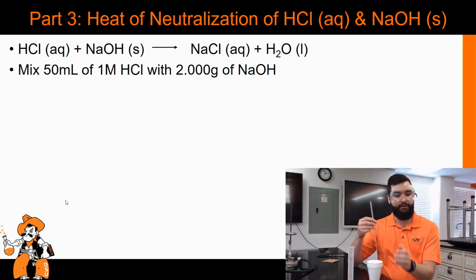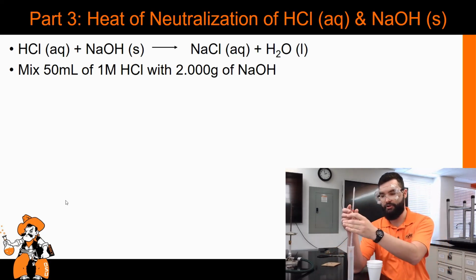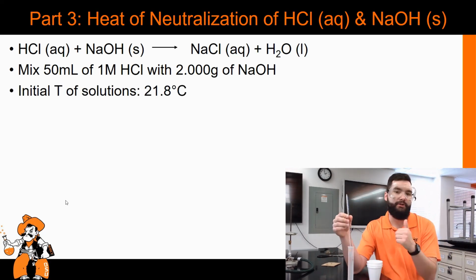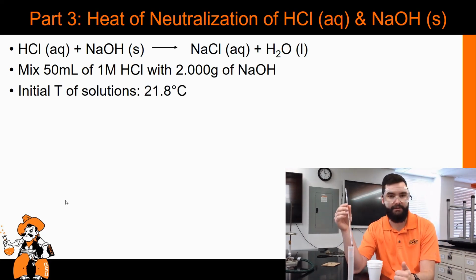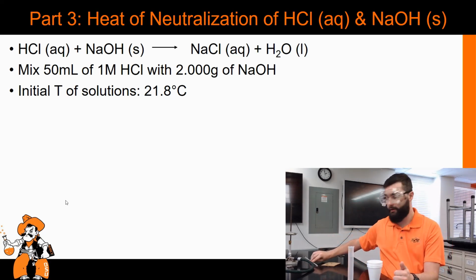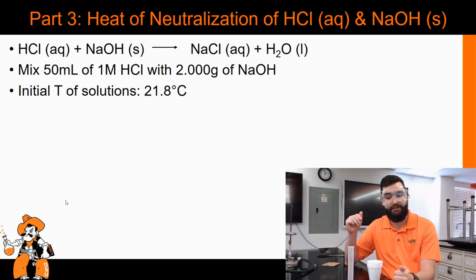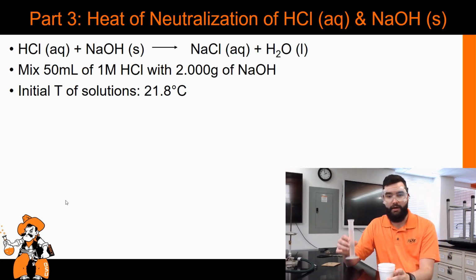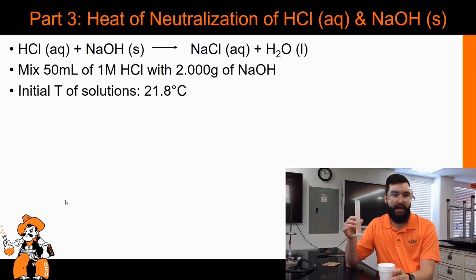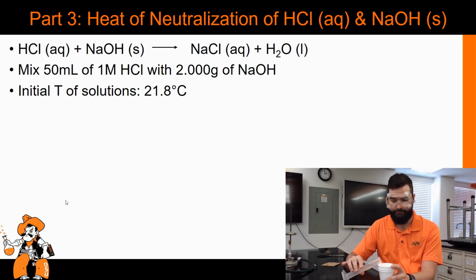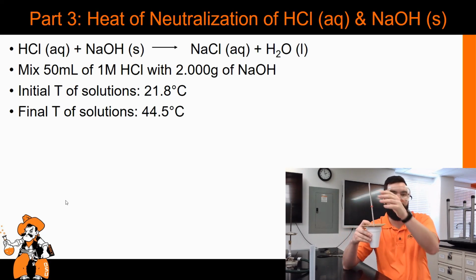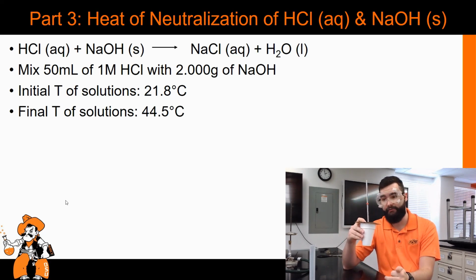So now the next thing to do is take the temperature of my hydrochloric acid. Should be about the same as the initial temperature last time around. So my initial temperature of this hydrochloric acid is 21.8 degrees Celsius. So now I can take my solid sodium hydroxide that I've already weighed out in here, add my hydrochloric acid to it, and monitor the temperature change. So my temperature stopped rising again, and it stopped at 44.5 degrees Celsius.